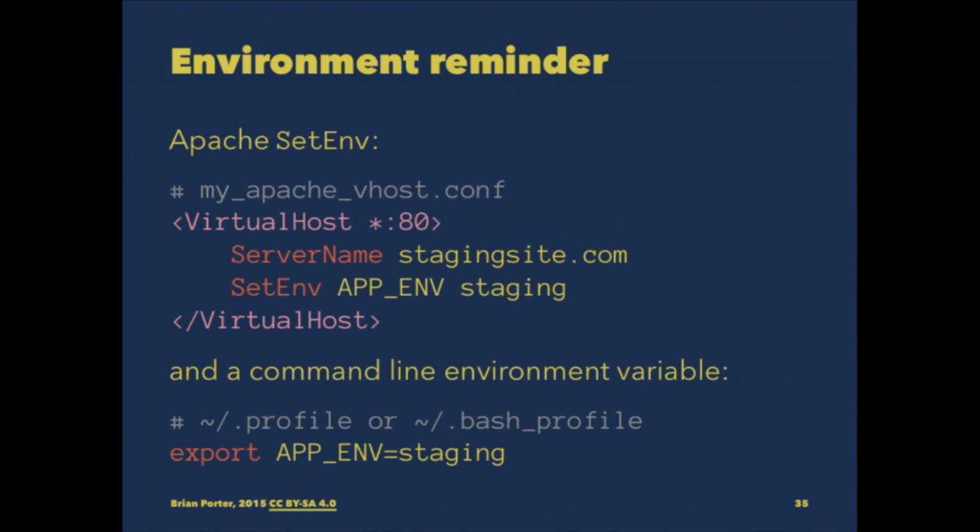So just to orient you again, we're going to set up our server or our hosting environment so that we have an artificial flag available. In this case, it's a flag called app-env, and the value of that flag is staging. And we're going to use this to determine which additional config file to load in our bootstrap process.